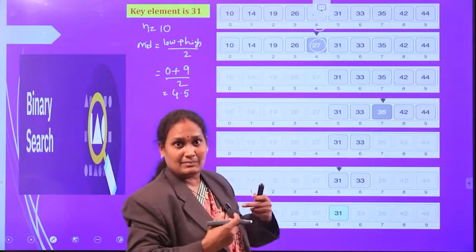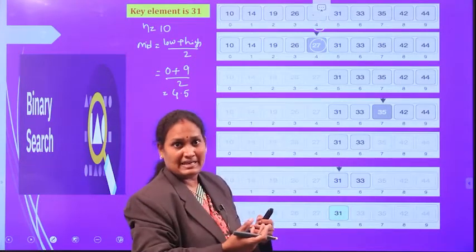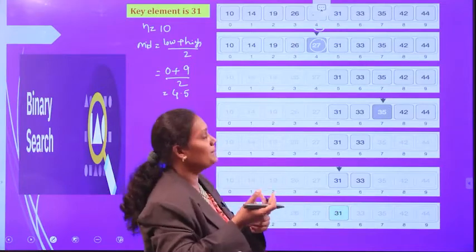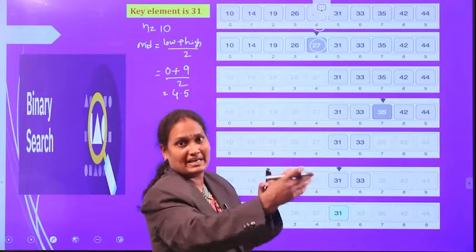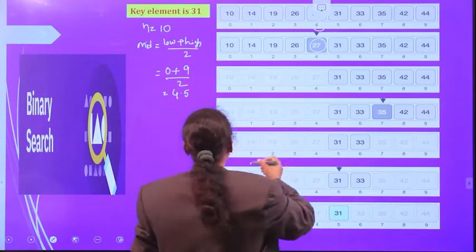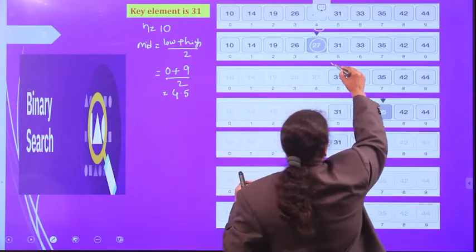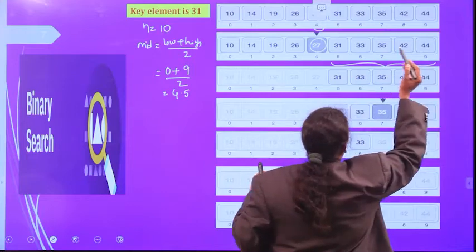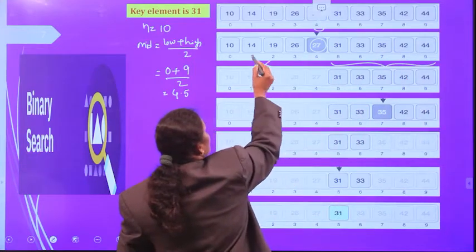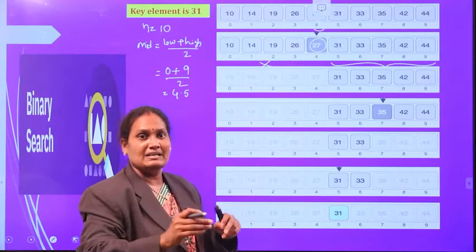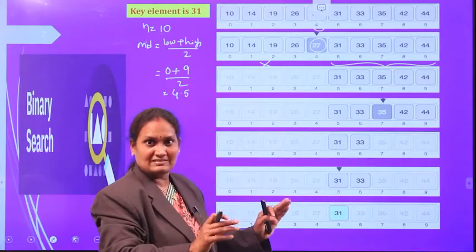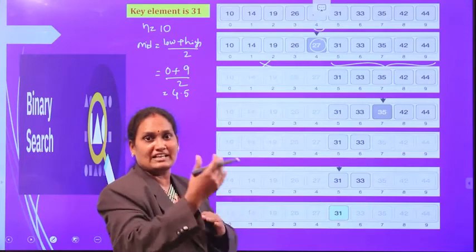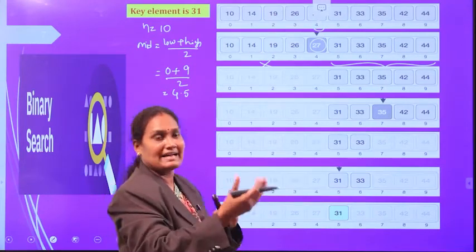Since our key element is greater than the mid element, the possibility of the presence of our search element is in the second subarray. So we need to continue the process to search this subarray. No need of considering this subarray. The search element is not present in the left subarray. It may be present in the right subarray. So we need to continue the searching process in the right subarray.